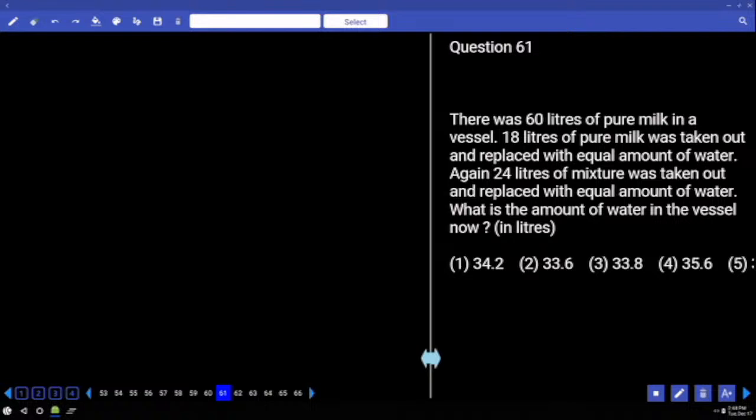What is the initial quantity? How many liters were taken out? And the remaining is 42 liters. Again, water how much? 42 liters pure milk, water quantity 18. And they are in the ratio of 7:3. 6 sevens are 42, 6 threes are 18.